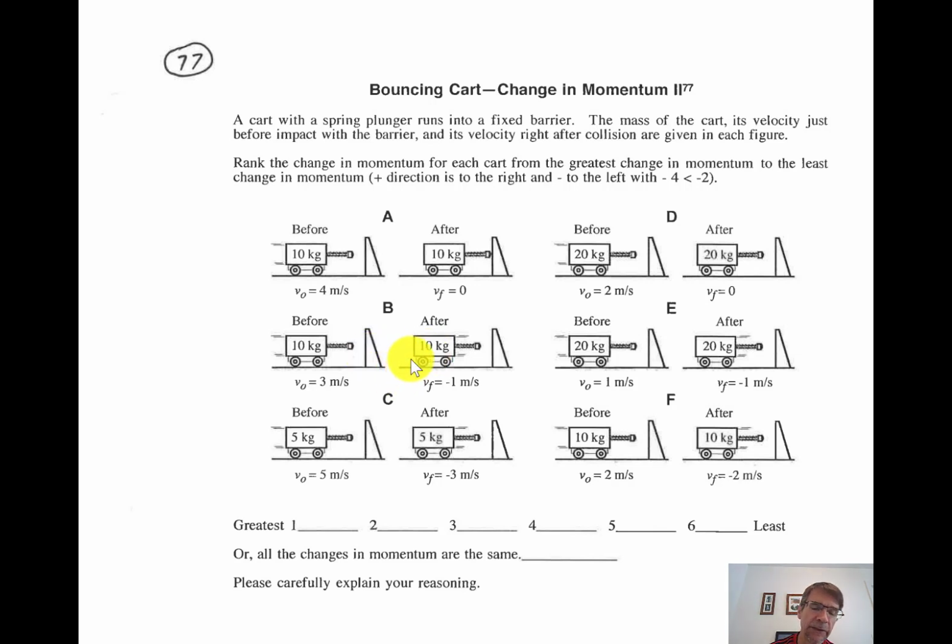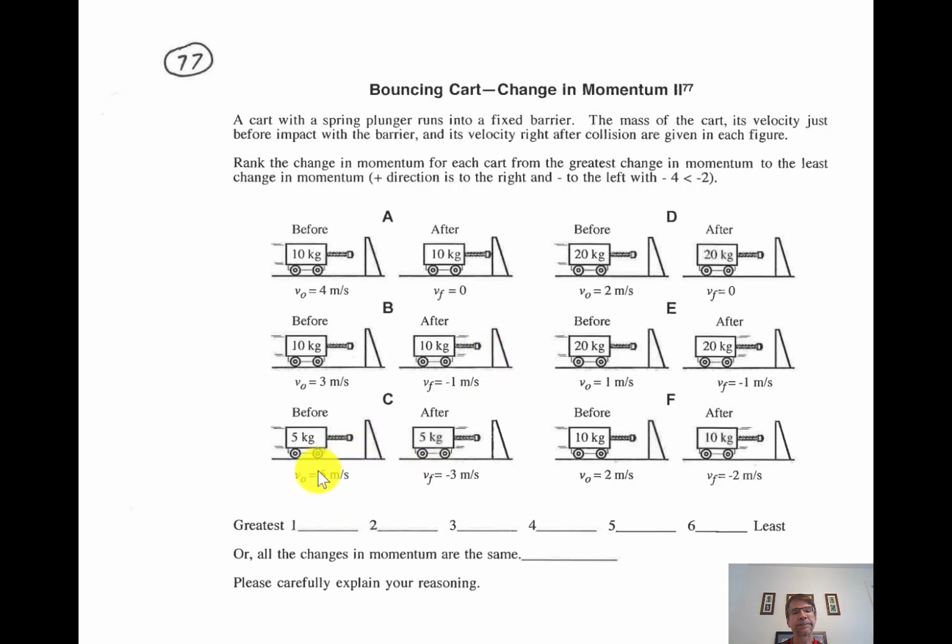Change is negative 40. That's also the impulse. And if it told you how much time it was in contact with the wall, you could figure out the force the wall applied, because the impulse, the negative 40, equals that average force times the time it is in contact with the wall. That would be a good variation of this question.